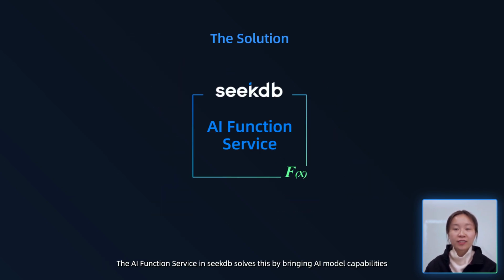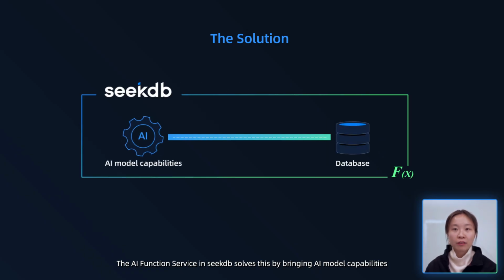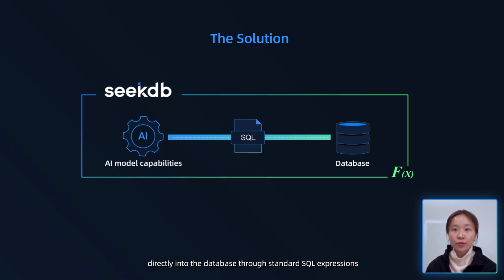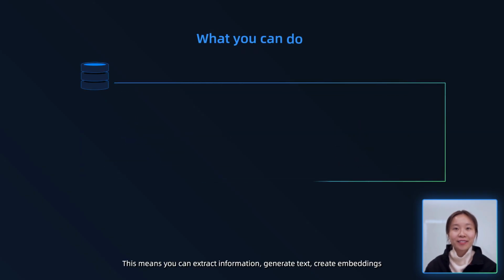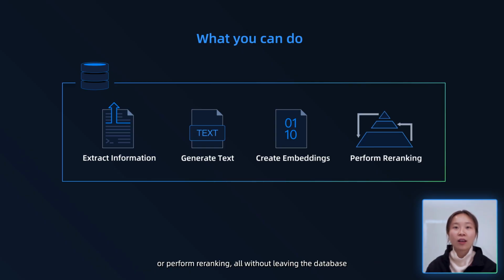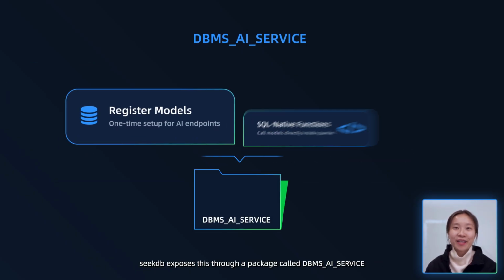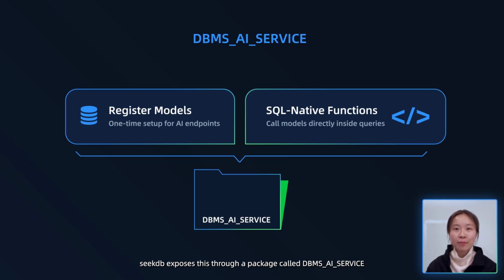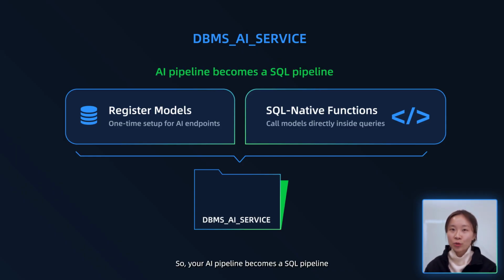The AI function service in seekdb solves this by bringing AI model capabilities directly into the database through standard SQL expressions. This means you can extract information, generate text, create embeddings, or perform re-ranking, all without leaving the database. seekdb exposes this through a package called DBMS_AI_SERVICE, which provides end-to-end management of AI models and endpoints. Once the models are registered, you can use the set of SQL-native AI functions to invoke them directly inside your queries, with no additional application code or service orchestration. So, your AI pipeline becomes a SQL pipeline.